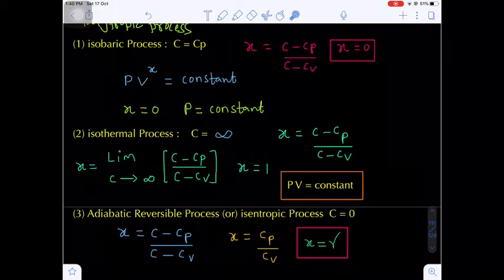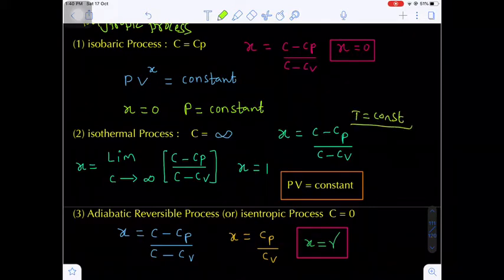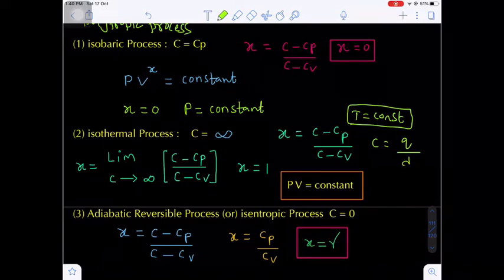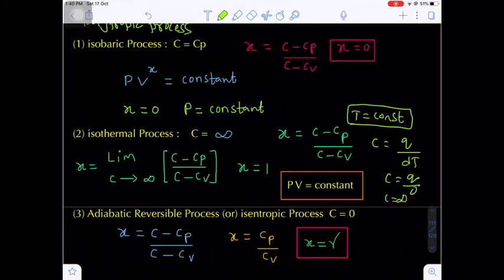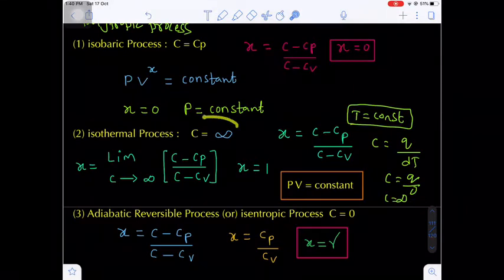Okay, what is the definition of heat capacity? It is the amount of heat required to raise the temperature of a substance through 1 degree Celsius, but the temperature remains constant in an isothermal process. That's why here we are taking the heat capacity for the isothermal process as infinity. Okay, because the heat capacity formula is C equals Q upon dT. Now if the change in temperature is 0, anything divided by 0 is nothing but what? Infinity. So that's why in the isothermal process we are taking the molar heat capacity as infinity.